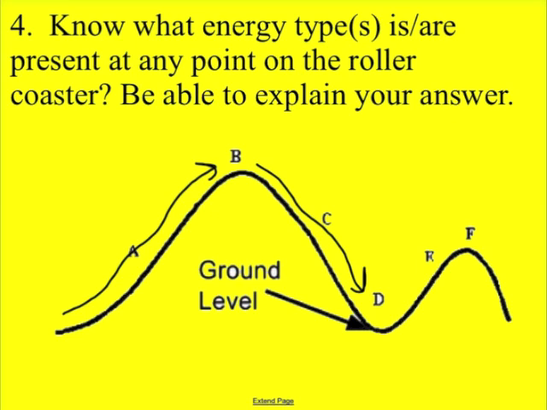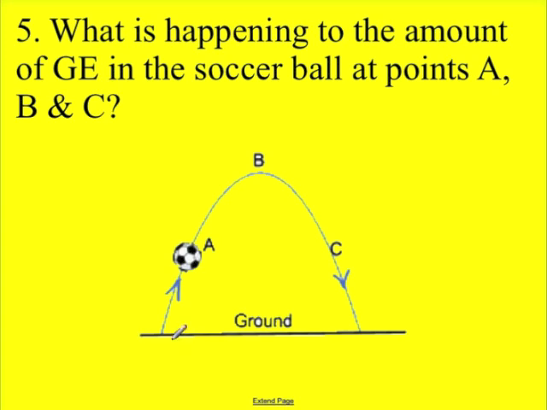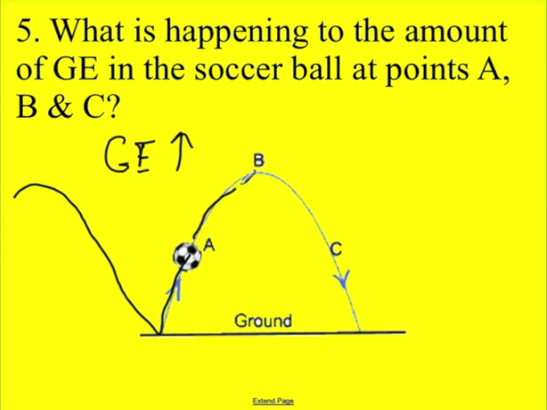So when I look at the next slide, this is a similar question. Let's say I throw a soccer ball. It bounces here, and now it's moving upwards. What is happening to the amount of GE in a soccer ball at point A? Well, is it going to be going up or is it going to be going down? It should be going up. So as it's moving towards B, it's going to be going up, and it will continue to go up, up, up until you get to this point right here. And then as it starts to fall, the amount of GE is going to be decreasing.